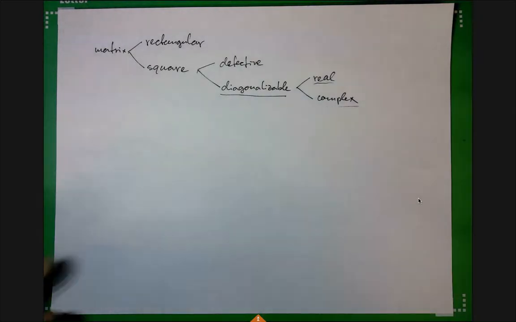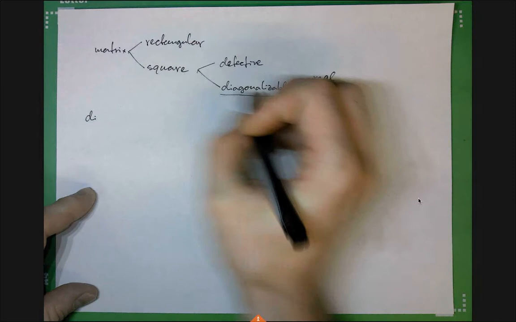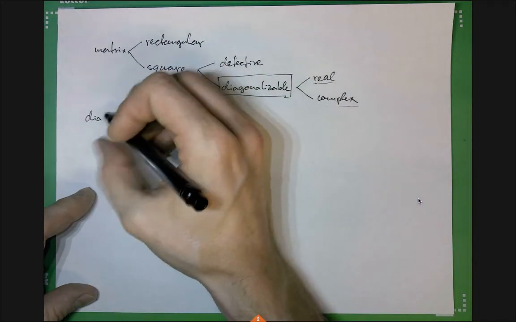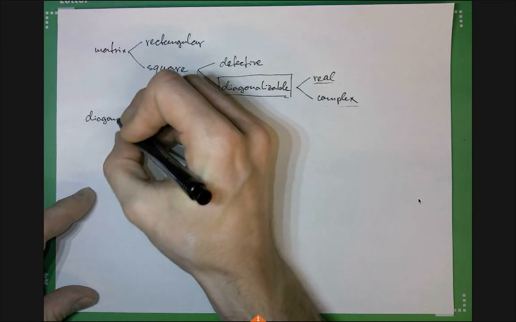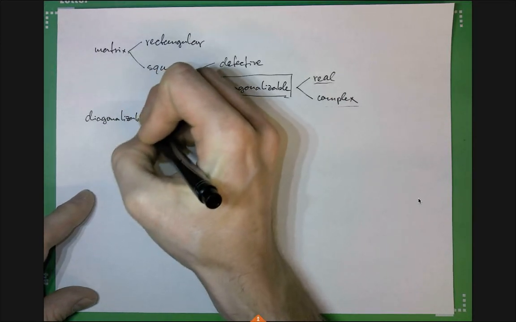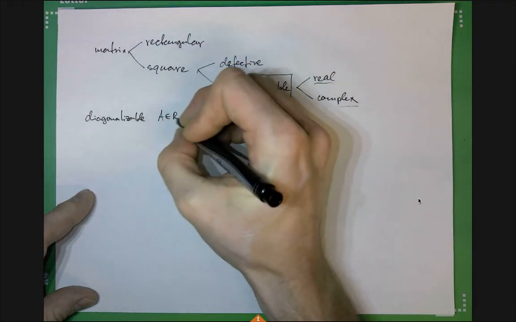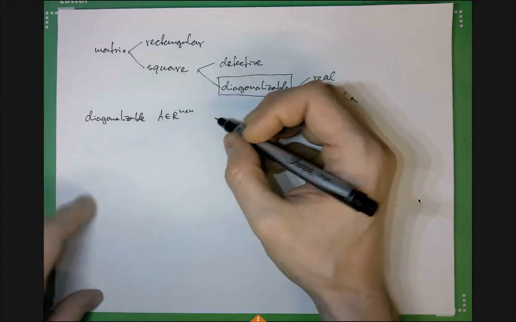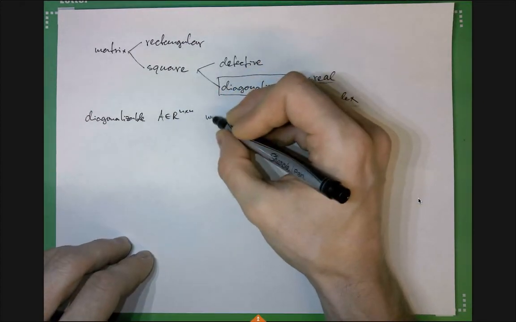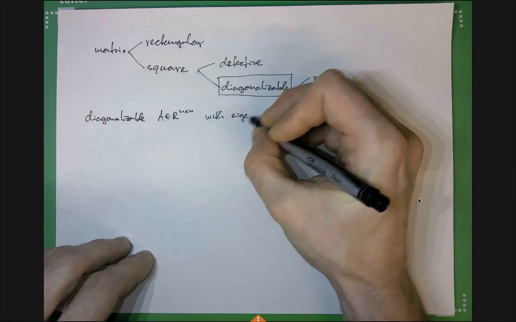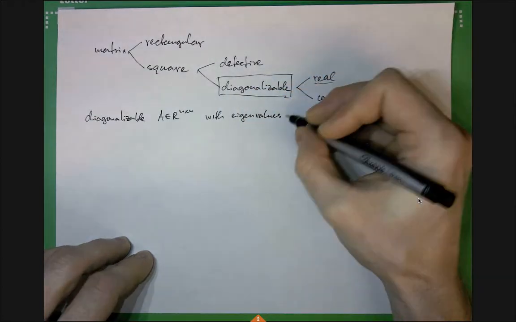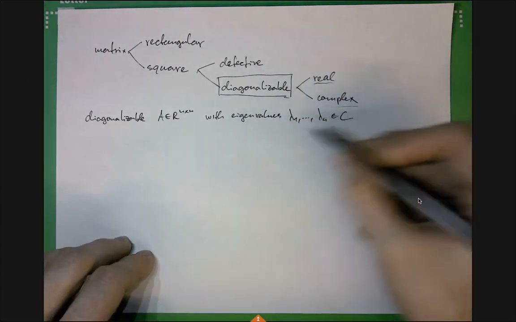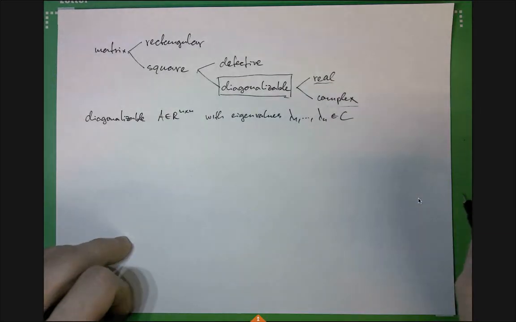Okay, and what I ended with the last time: if we are in this diagonalizable case, square diagonalizable, so if I have a diagonalizable matrix A, diagonalizable means that it has the full set of eigenvalues, right? So with eigenvalues lambda 1 to lambda n. They can in general be complex. They could also be real, right? Real is sort of a subset of complex numbers.